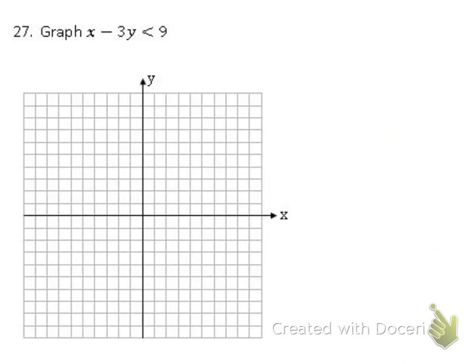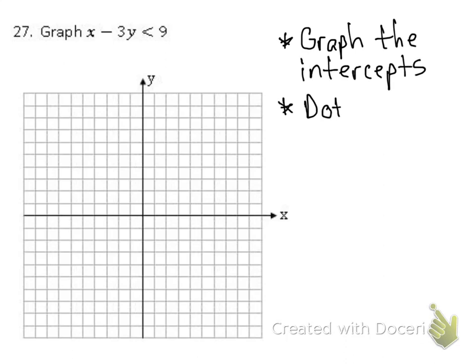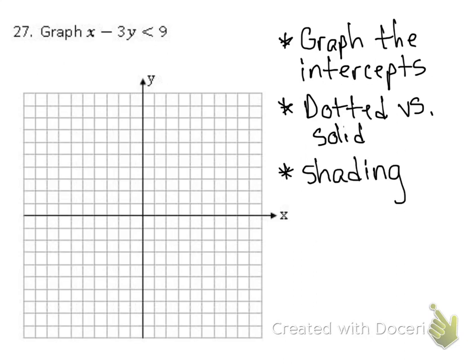Graphing an inequality like on number 27 is slightly more complex than graphing an equation. The only difference is that we have to consider whether we want to use a dotted line or a solid line, and then we have to consider shading. We'll still graph the intercepts first, then determine what type of line we want to use, then determine what side to shade.